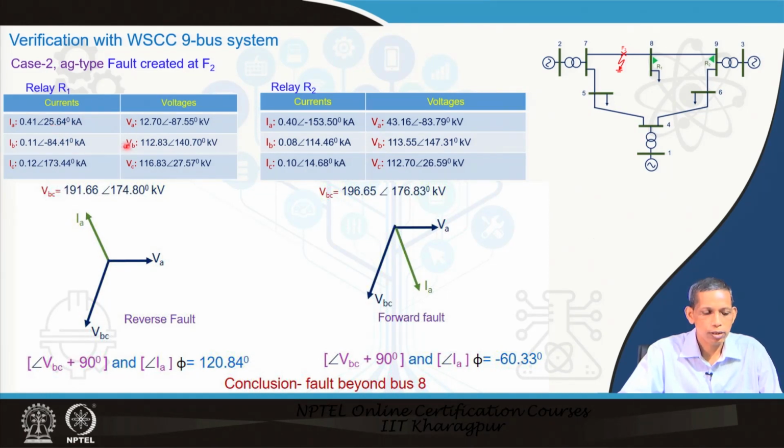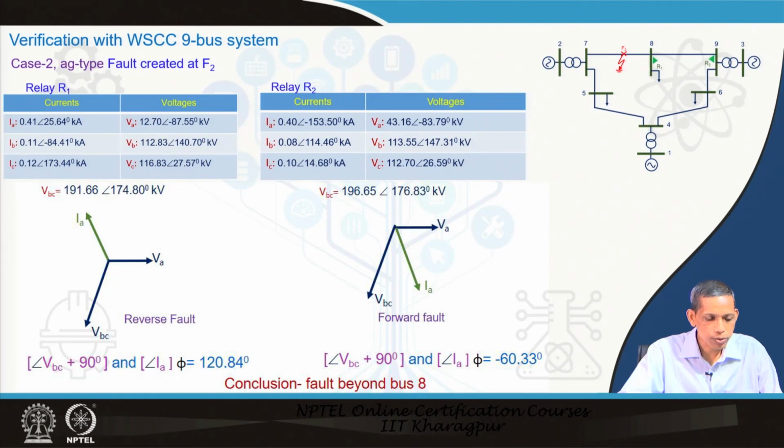If we compensate, we consider the corresponding VA as a reference, minus 87.55, and add plus 87.55 to all, then we will get IA plus 87.55 and so on. So, this gives you an angle like this. This shows that with respect to VA this is leading, so this concludes that this is a reverse fault.